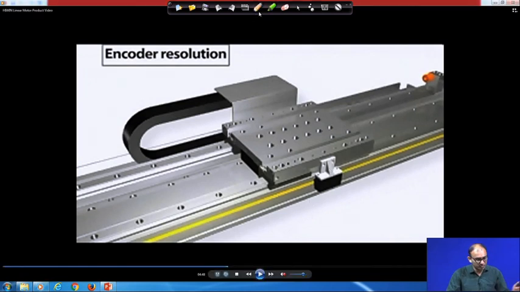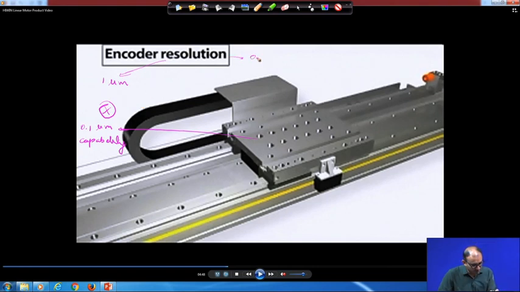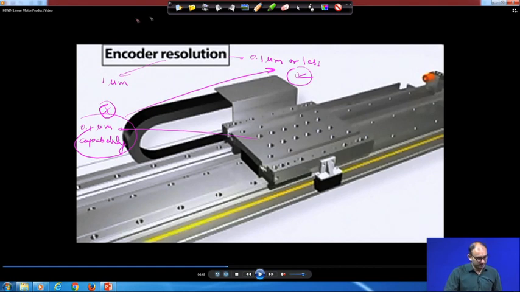So, this is the encoder resolution. If it is 1 micron and your motor has a 0.1 micron capability, then this is not the correct combination. What you have to do is find an encoder that is also 0.1 micron or less. This is the right combination, because you have to select an encoder in such a way that it has a much higher resolution than the system, then you can get the required thing done.